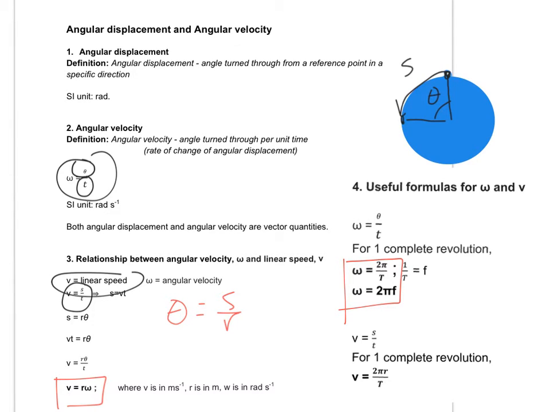Okay, now this is more useful than just theta over t, because theta over t can be any time, can be any angle. But for every circular motion, if the period of the circular motion or frequency is specified, then you can find the angular velocity.